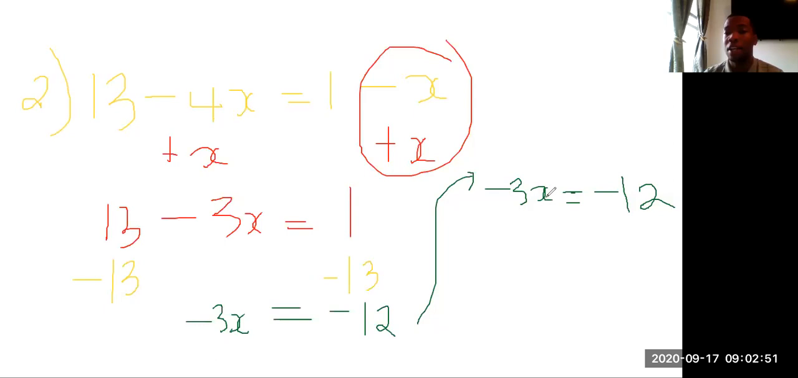Then now I need to get x by itself. If it says negative 3x and I don't want negative 3x, I just want x. So I need to divide by minus 3. And whatever I do on one side, I have to do on the other side. So x is equal to 12 divided by 3, which is 4. And is it positive or negative? Positive, because a negative divided by a negative is positive.